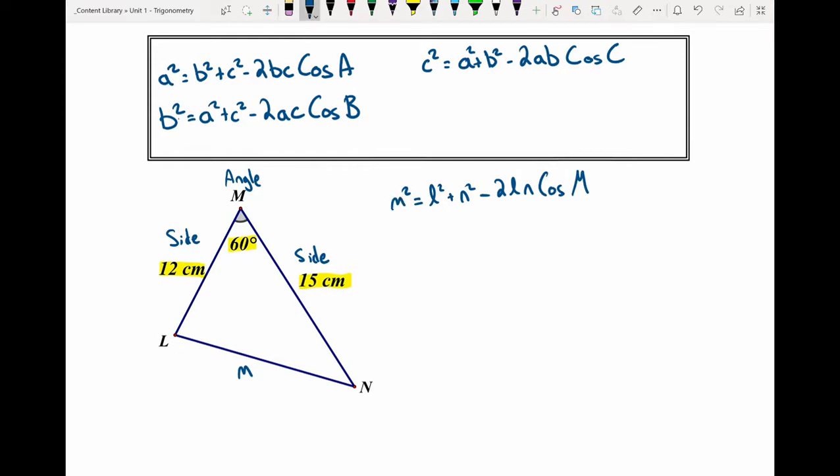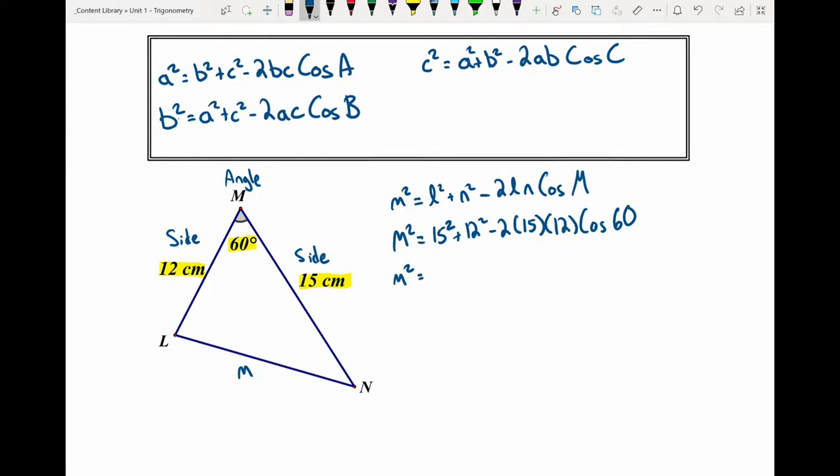Now that I have my formula, I can plug in my missing information. M squared is still the same, I don't know what it is. Side L, based on my triangle, is 15 squared. Again, it doesn't matter which one's which, really. 12 squared, side N, minus 2 times 15 times 12, and then finally times cosine. Don't forget that multiplied by cosine 60 at the end. For whatever reason, I find students forget to multiply by cosine 60.